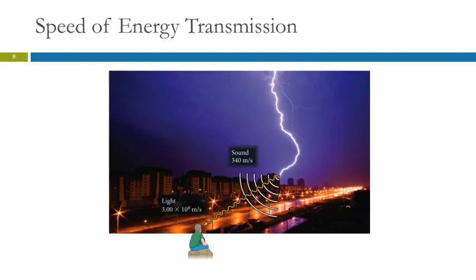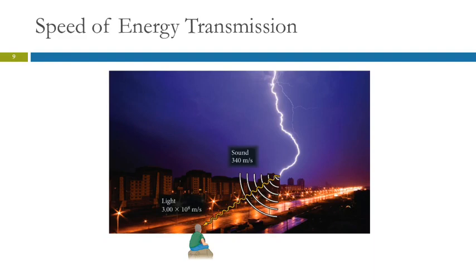Here we have an illustration of lightning striking something down here. We see the light, and we don't hear the crack of the thunder at the same time, right? That's because sound moves significantly slower than light does. The light comes very quickly. The sound takes longer. Light moves at the speed of 3 times 10 to the 8th meters per second. Sound travels around 340 meters per second. So we see the light, and then later we hear the sound.